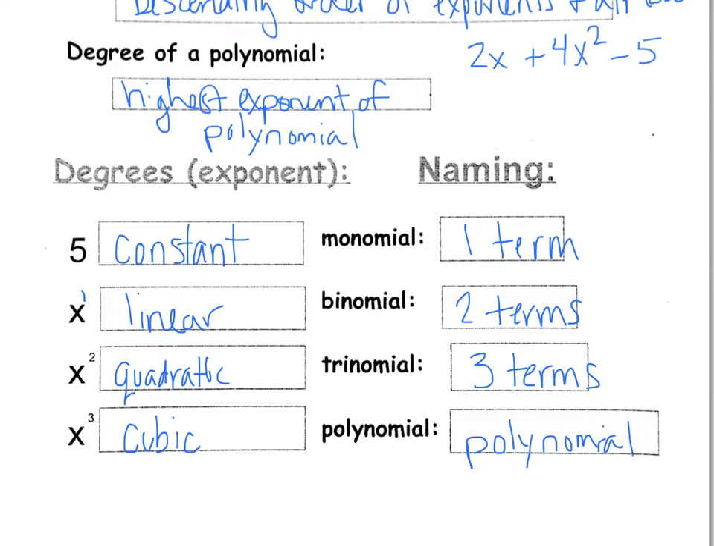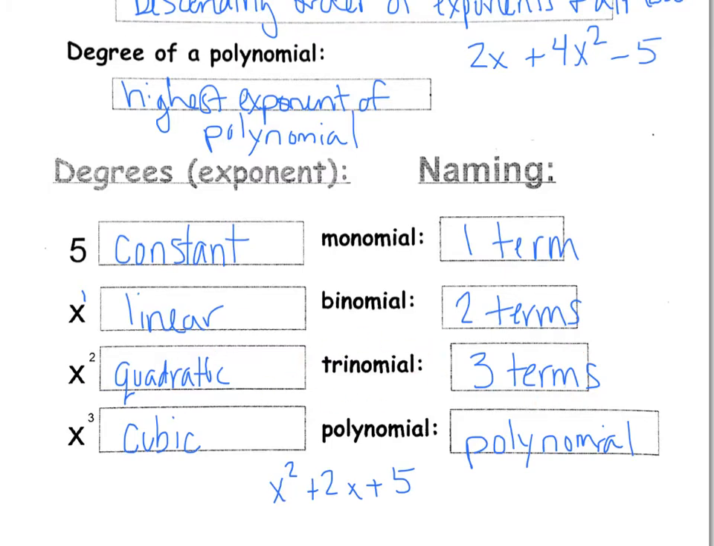So let's get some practice with this. Keep this handy. The naming thing is something you just have to remember. There's no real math to that, but we have to remember it. So if we had x squared plus 2x plus 5, you look at the degree. The highest is an x squared, that makes it a quadratic. And since there are 3 terms, 1, 2, 3, it is a trinomial. So we would call this a quadratic trinomial.